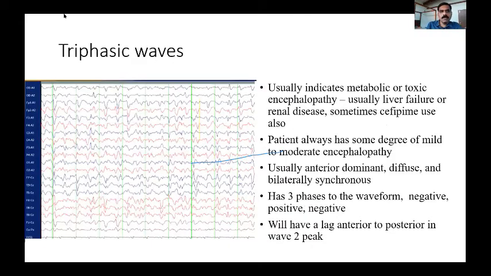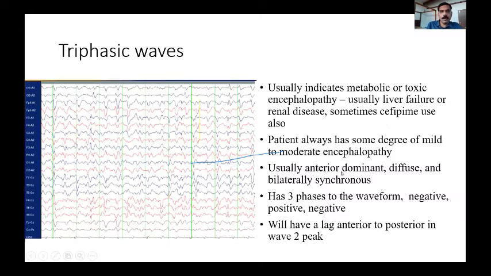Then after you have seen these epileptiform discharges like spikes, sharp waves, and slow waves, sometimes we do see triphasic waves. They're usually seen in metabolic or toxic encephalopathy, usually liver cell failure, hepatic encephalopathy, uremic encephalopathy. Sometimes also the use of an antibiotic like cefepime can produce this type of picture. Patients always have some degree of mild to moderate encephalopathy.